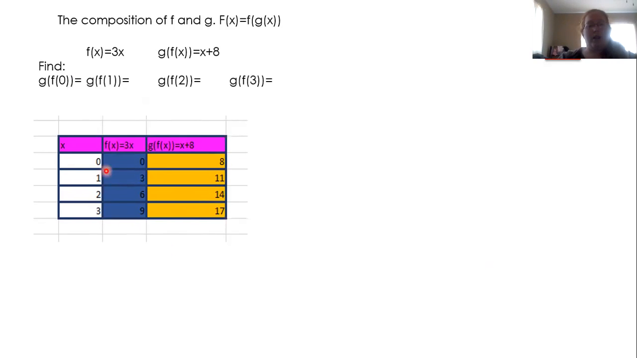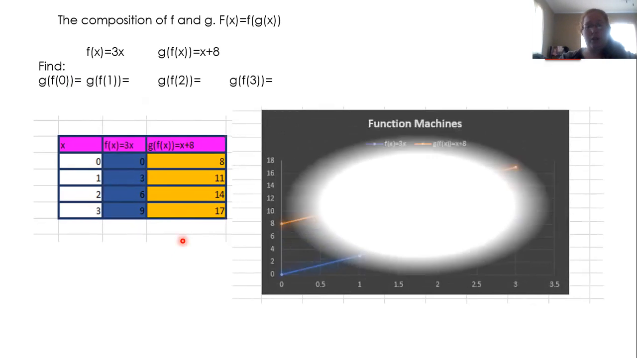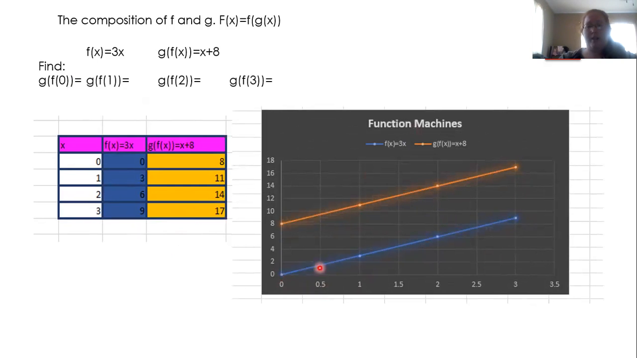Now that we have our table done, we can make our plots and put them together on a graph. As you can see in this graph, the blue line is your f of x, and the orange line is the g of f of x. So we said 0, 0. Then you have 1 and 3, 2 and 6, 3 and 9. Same as this orange one, you're going to have 0 and 8, 1 and 11, 2 and 14, and 3 and 17. As you can see, this graph increases, so the line is sloping up.